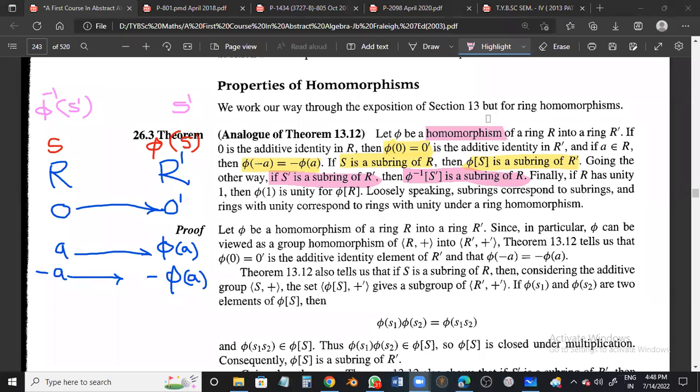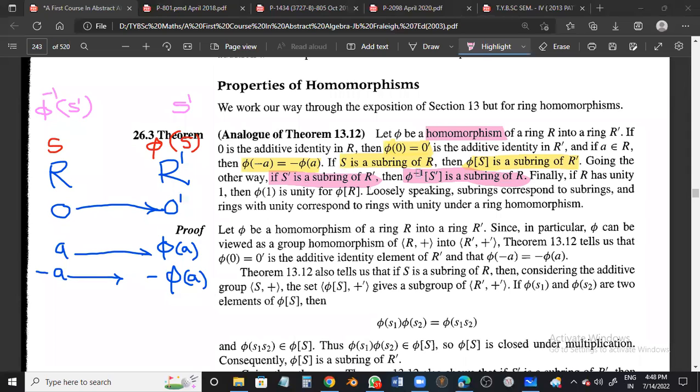The next point is about subring. If S is a subring of R, then the image of S is also a subring of R dash. I repeat, if S is a subring of R, the image of S is also a subring of R dash. Now the reverse way. If S dash is a subring of R dash, then its inverse image, phi inverse of S dash, is also a subring of R.